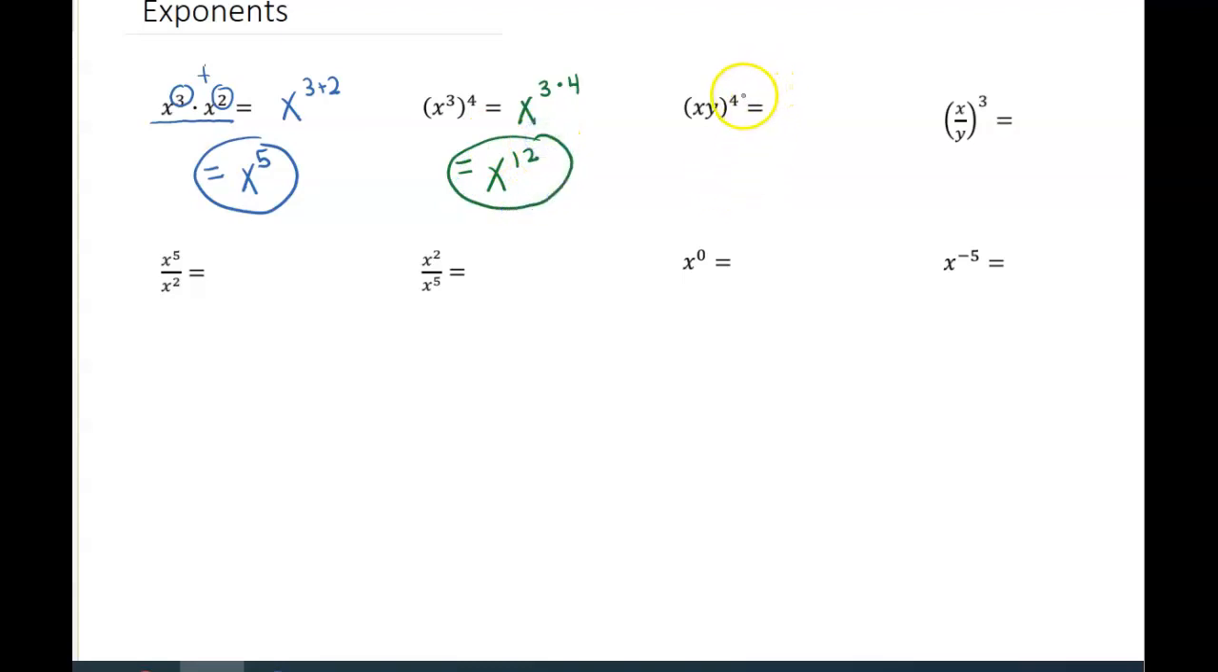Now let's say you have an exponent out here and you have more than one thing in here. Now you will have to, for lack of better words, distribute this, or not really distribution, but this goes to everything on the inside. So this is just x to the 4th, y to the 4th.